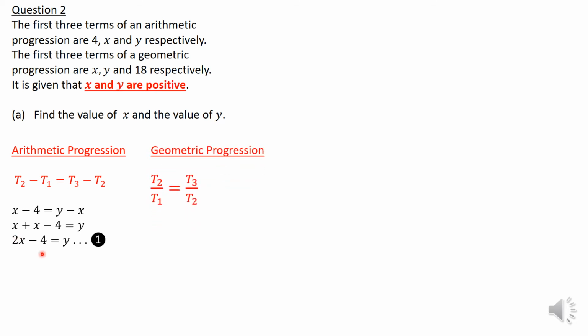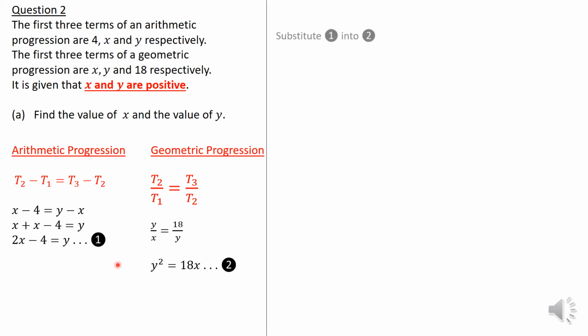When I bring in a geometric progression, you find the common ratio by dividing successive terms. That means term 2 divided by term 1 should equal term 3 divided by term 2. So when you do that, you arrive at y over x equals 18 over y, which you can cross multiply, and you should get y squared equals 18. Now I'm going to substitute part 1 for y into part 2. That gives me 2x minus 4, that quantity squared, equals 18x, right?